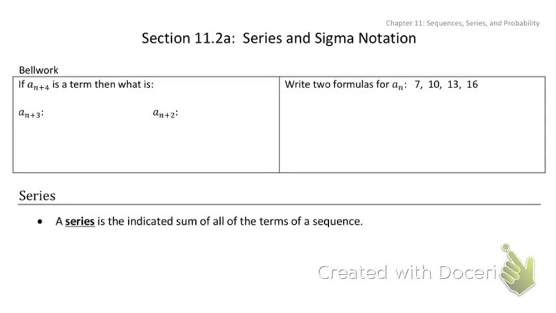All right, the bell work starts off and it says that if a sub n plus 4 is basically the term you're looking at. So I'm looking at a sub n plus 4 in my list. In English, what is a sub n plus 3? I'm just in words. What is a sub n plus 3 then?